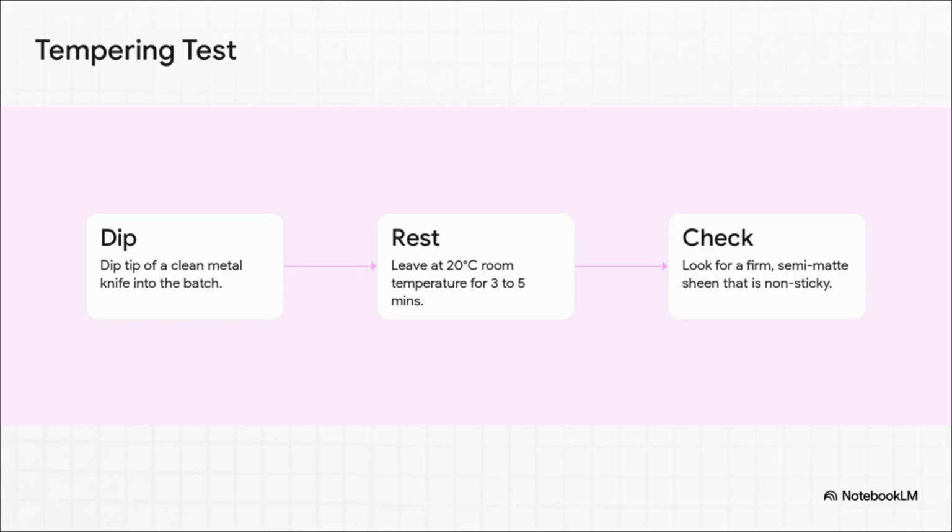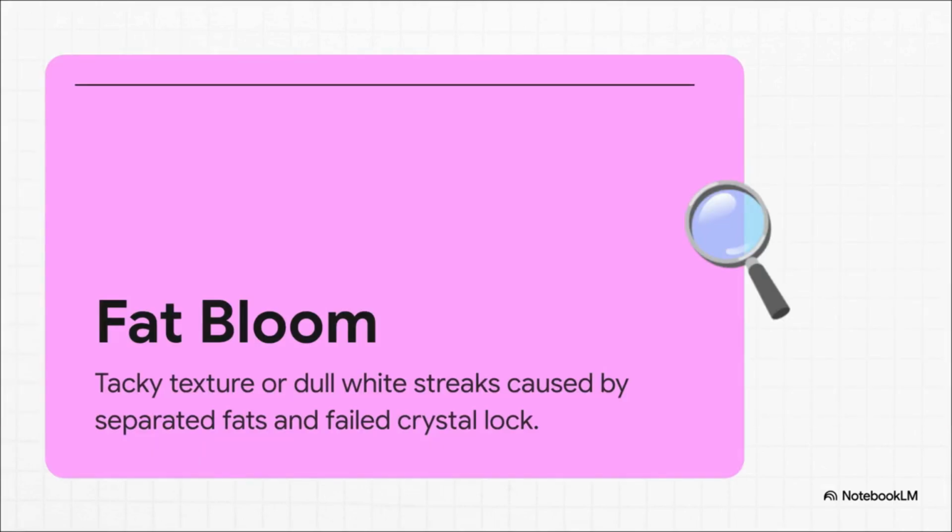If the chocolate sets firmly, pulls inward just slightly, develops a refined semi-matte sheen, and is completely non-sticky to the touch, congratulations, your batch is perfectly tempered and ready for professional use. But what if the test fails? What if you're staring down the ultimate enemy of the pastry lab, fat bloom? If your test strip remains tacky, or if it dries but has these dull, white, powdery streaks across it, you are looking at fat bloom. It simply means that somewhere during the process, the fat separated. The crystal lattice we were trying so hard to build completely failed to lock together. The Form V crystals just didn't take hold.